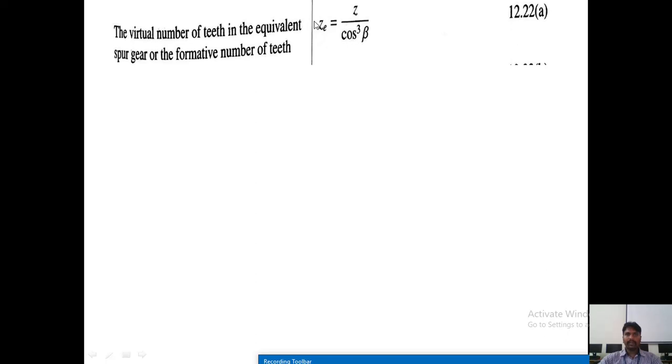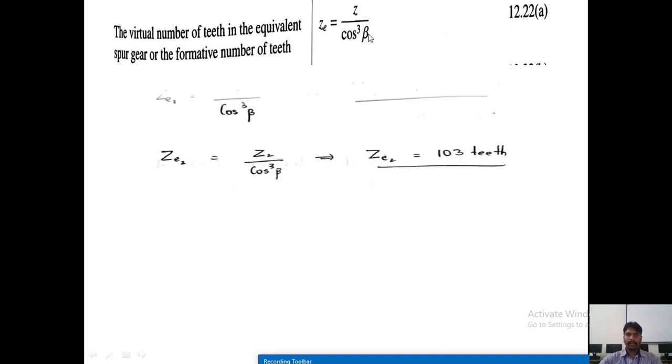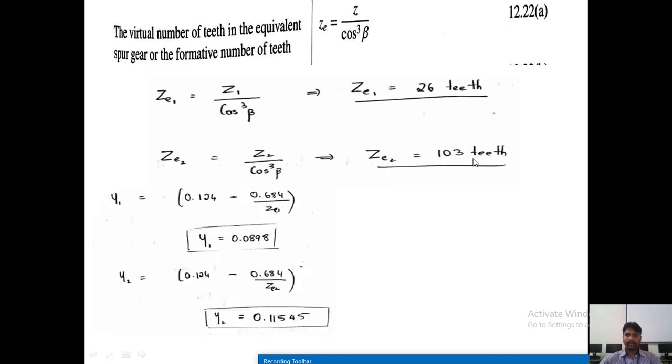In the case of the helical gear, the equivalent number of teeth is given by Z divided by cos cube beta. So Z equivalent 1, that is the equivalent teeth on the pinion, is given by Z1 divided by cos cube beta. Beta is given as 23 degrees. By substituting that, the equivalent number of teeth on the pinion equals 26 teeth, and the equivalent number of teeth on the gear is equal to 103 teeth.